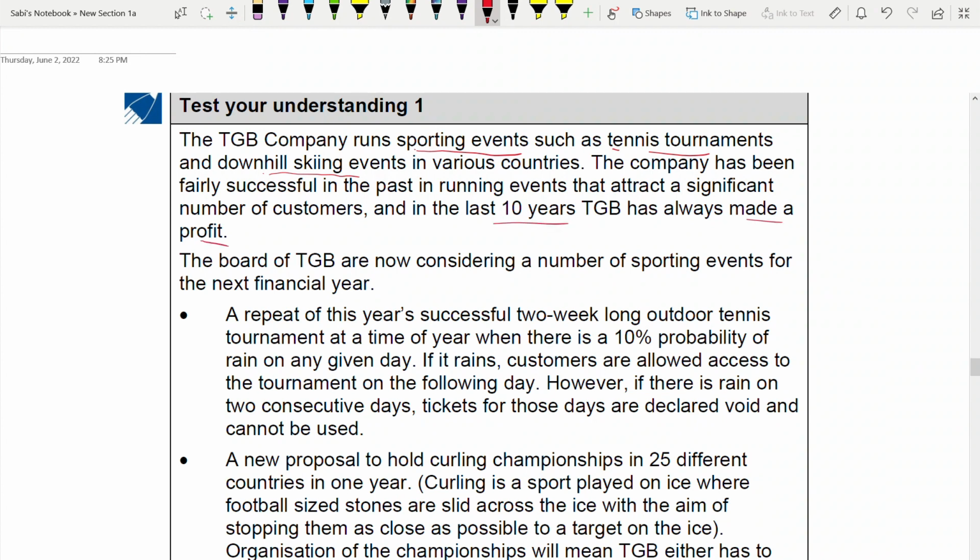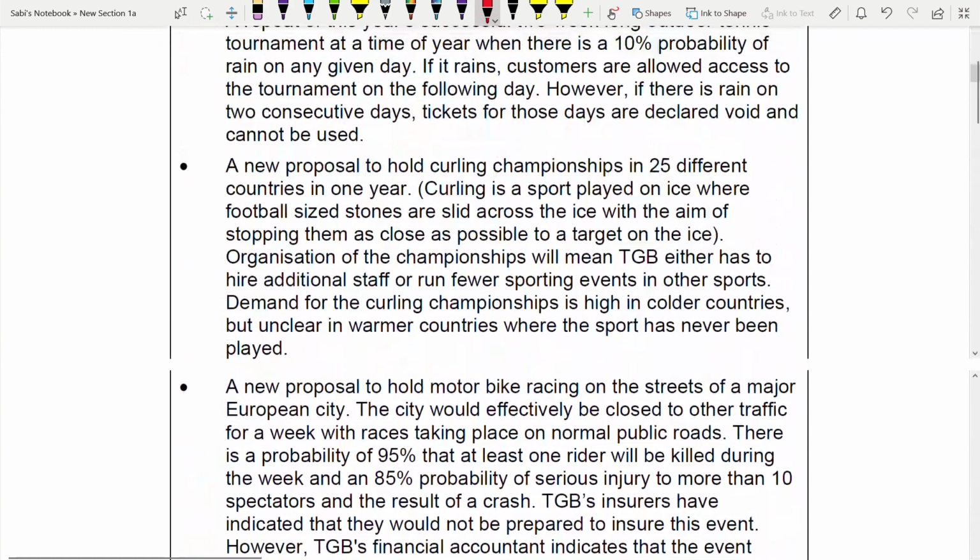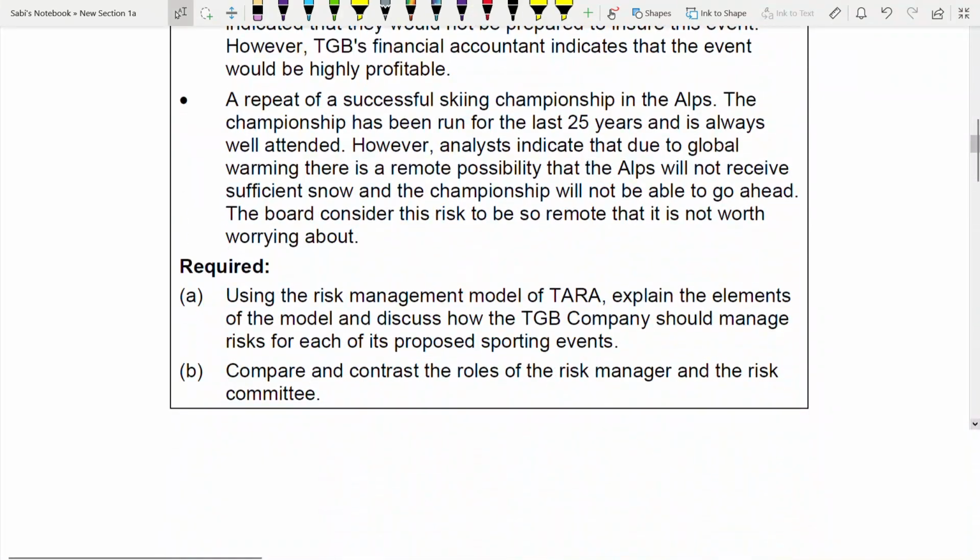Now they are considering some sporting events that need to be done in the next financial year. So basically, the requirement is they have given you the four events, and you have to decide based on the TARA model whether you have to transfer, accept, reduce, or avoid the risk. And part B says compare and contrast. That means similarities and differences between the risk manager and the risk committee's role.